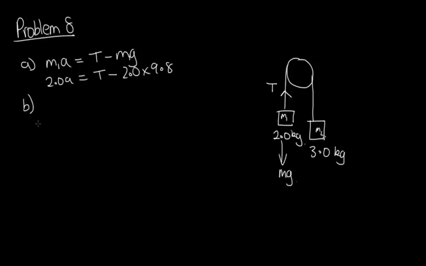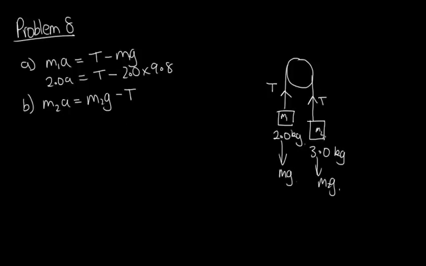Part B says, write a similar expression for the net force on the 3 kilogram mass. So this 3 kilogram mass has the tension pulling it upwards and its weight force pulling it downwards. So the result of these 2 forces acting on it is going to be the acceleration of this mass. So in this case, we've got the weight force pulling it down and the tension pulling it up.